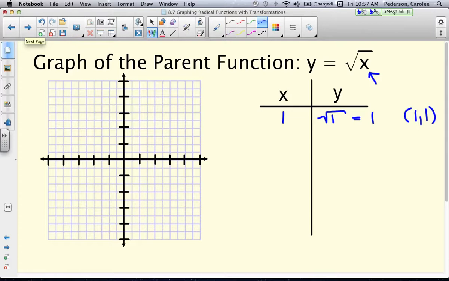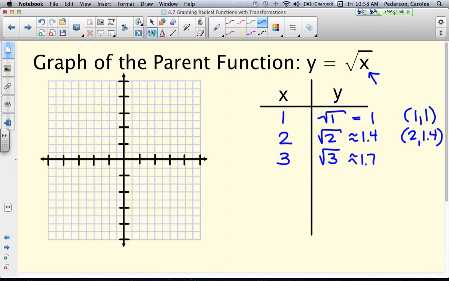Now if I substitute 2 in, so I enter into my calculator the square root of 2, and I get approximately, it's not going to be a whole number anymore, so if you want to take a minute and try it with your calculator, the square root of 2, which is approximately 1.4, so the ordered pair then would be (2, 1.4). And let's just do 3. Square root of 3. So again, with your calculator, you get approximately 1.7. So (3, 1.7).